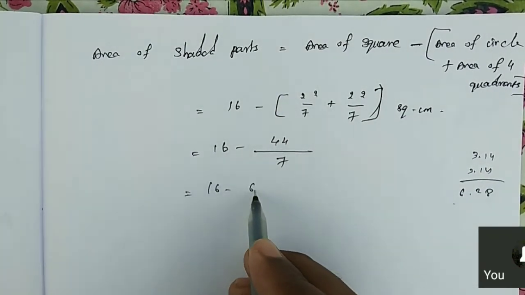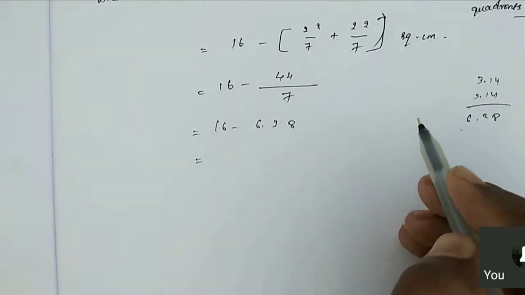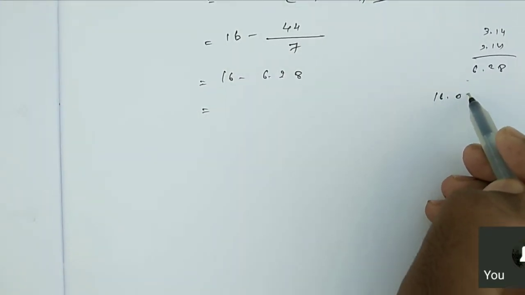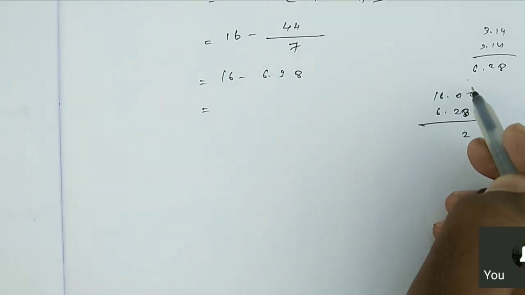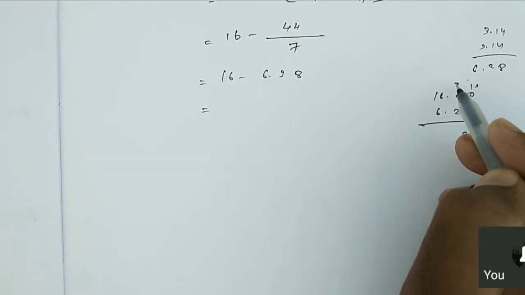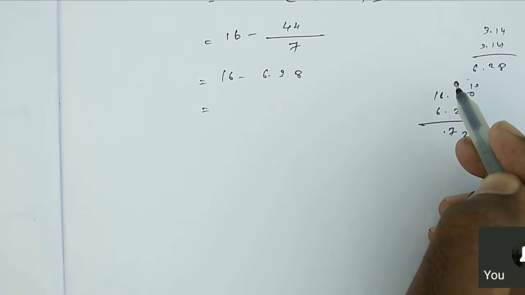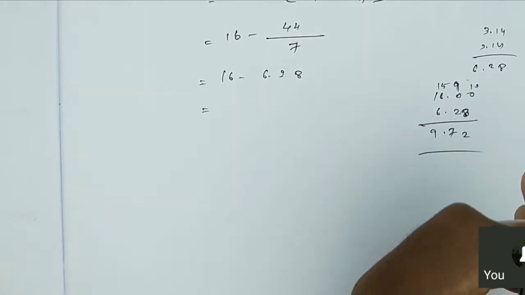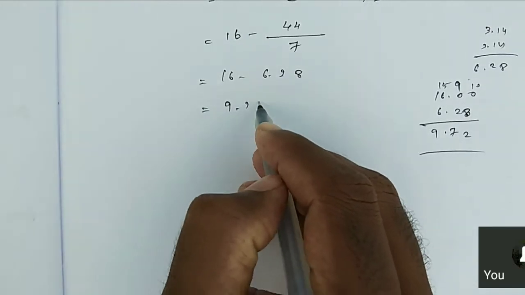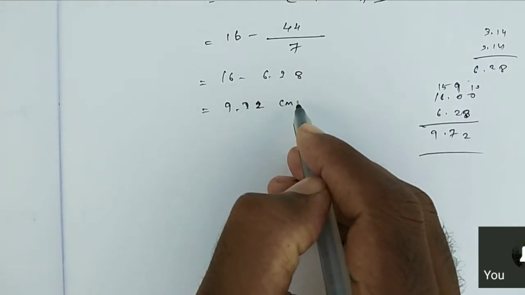So 16 minus 6.28, what is it? You can subtract it. 16.00 minus 6.28. So 10 minus 8 is 2, 9 minus 2 is 7, dot. Here 6 becomes 5, 15 minus 6 is 9. So 9.72 centimeters squared.